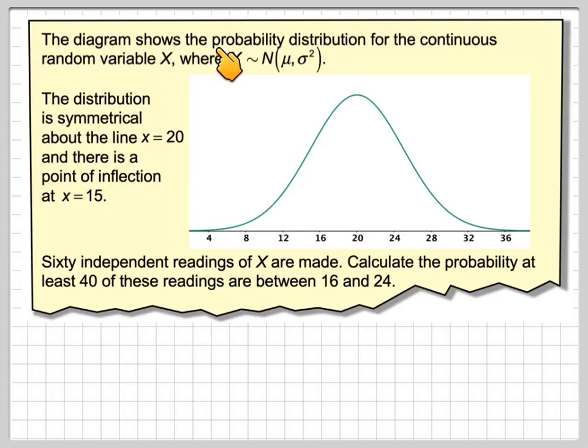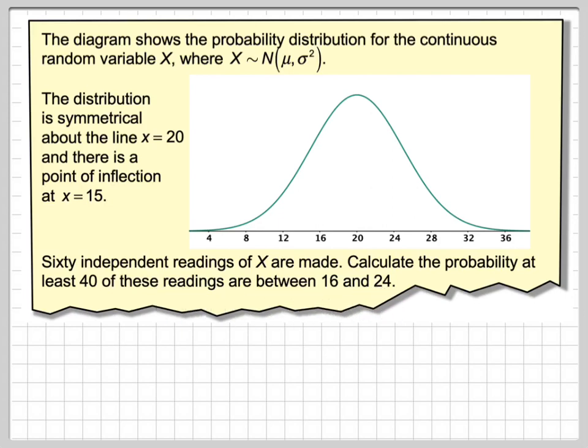The diagram shows the probability distribution for the continuous random variable x, where x is normally distributed with a mean mu and variance of sigma squared, or standard deviation sigma. The distribution is symmetrical about the line x is equal to 20, and there is a point of inflection at x is equal to 15. 60 independent readings of x are made. Calculate the probability at least 40 of these readings are between 16 and 24.